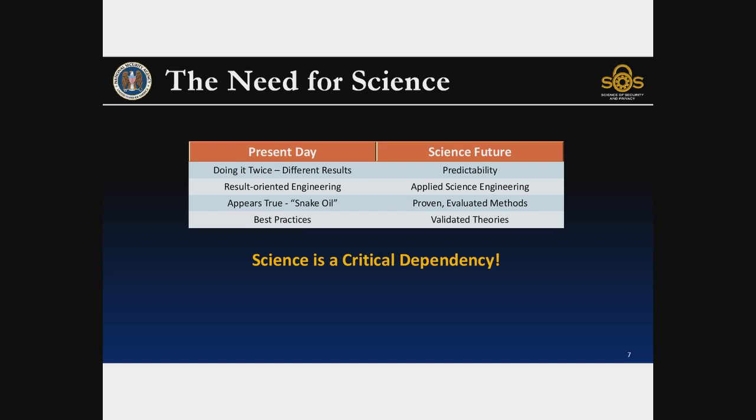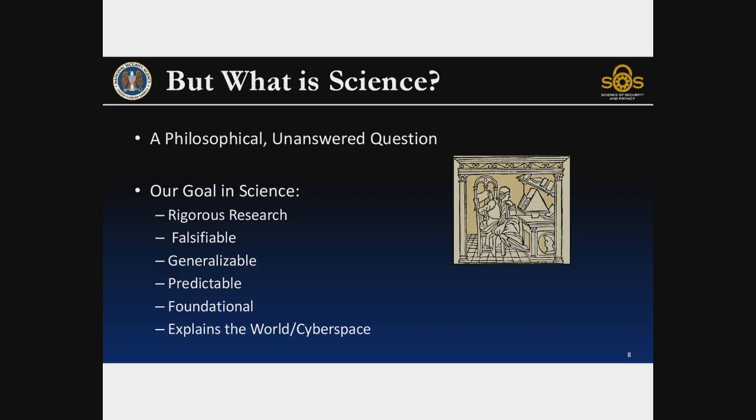And as we've seen in the reports, science is a critical dependency. But what is science? That is actually an excellent question, and I don't really have a good answer for that. It's been a question debated in the philosophy community for hundreds of years, so it's not something we're going to solve today or in the last couple of years. But we do have a definition of what we consider science.